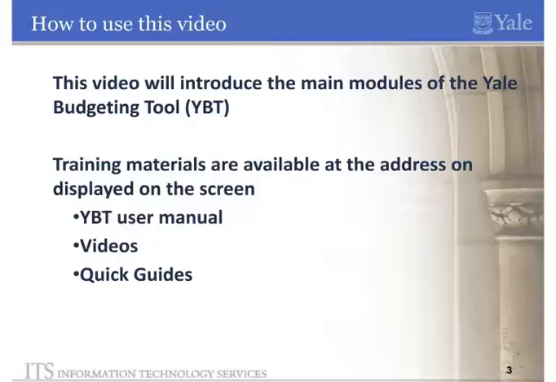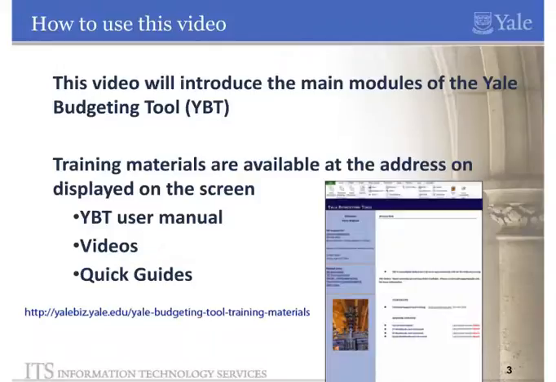There are many resources available to you on the YBT Yale Biz site. Access it via the address shown on the bottom of the screen. This page is also accessible via the Training Materials link on the left navigation bar of your YBT homepage. Some of the resources available include a complete user guide, along with videos and quick guides on many common processes in YBT.